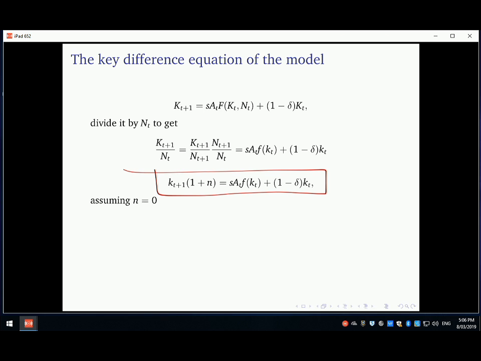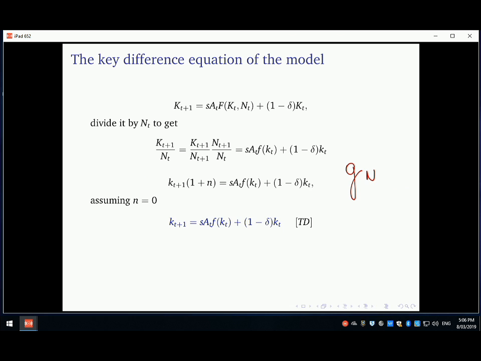That is our key dynamic equation. And assuming that n is 0, what is little n? In that case, little n is just the growth rate of n. If we assume, like we're going to assume today to simplify things, that n is equal to 0, however, in tutorials you won't assume that. In tutorials you will change that. That equation in blue there is what I call the TD equation.